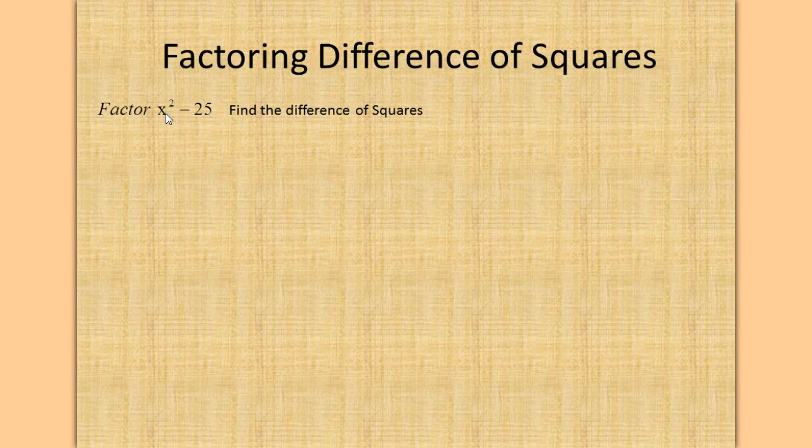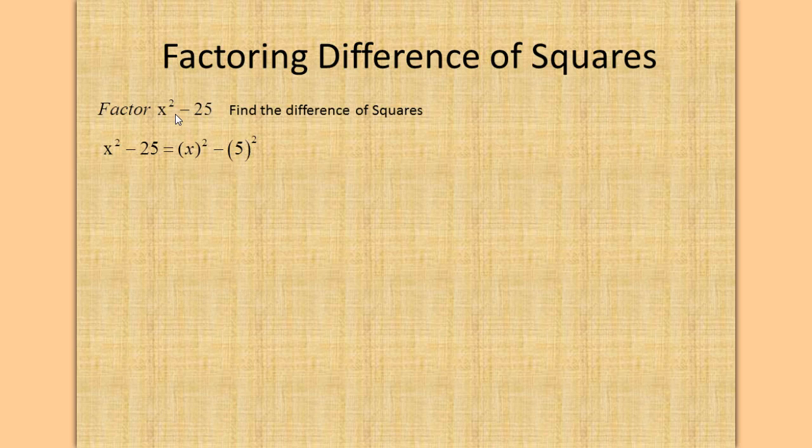Let's say we have, and I'm using x instead of b, so you can differentiate between the formula and what I'm doing. But it could either be an x, a, b, z. It could be anything. Okay. These factors. So don't get confused by that. So we have x squared minus 25. Find the difference of squares.